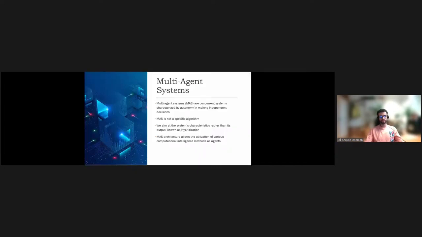So before we get to the discussion and show how we can do that, we're first going to talk about multi-agent systems, what multi-agent systems are, and what the characteristics of these methods and concepts are. So multi-agent systems are concurrent systems characterized by autonomy in making independent decisions. MAS is not a specific algorithm. And in MAS, we aim at the system's characteristics rather than its output, known as hybridization. MAS architecture allows the utilization of various computational intelligence methods as agents. And in this way, it is possible to solve complex tasks, which we can process at multiple levels.